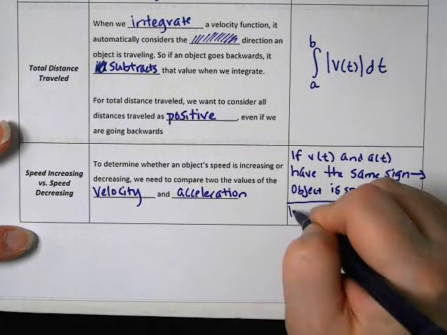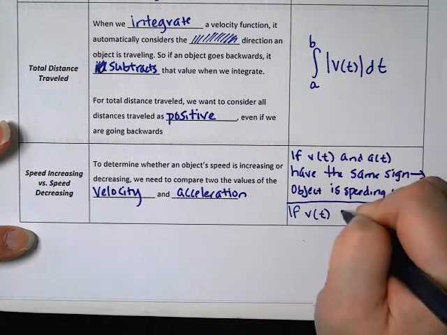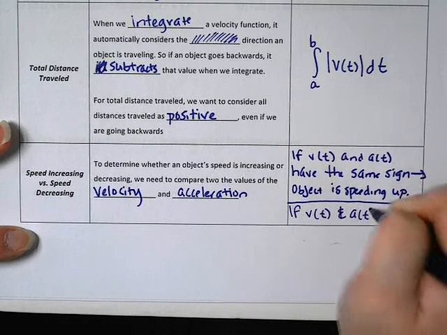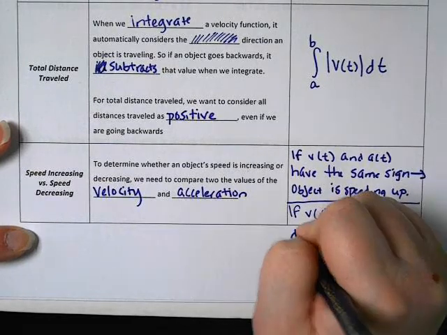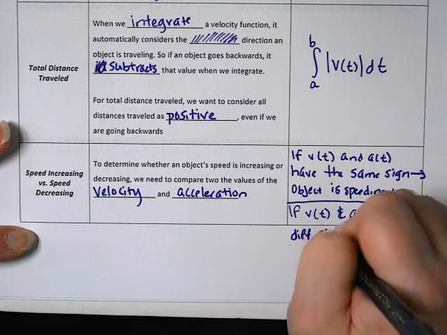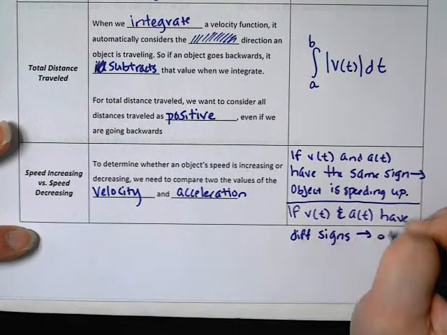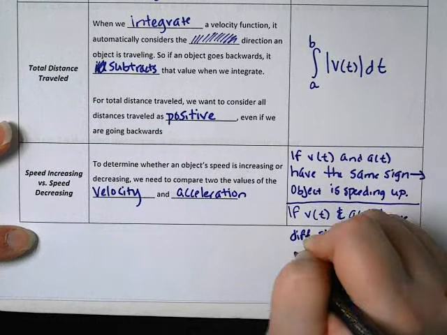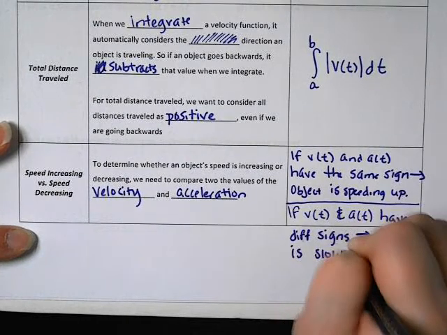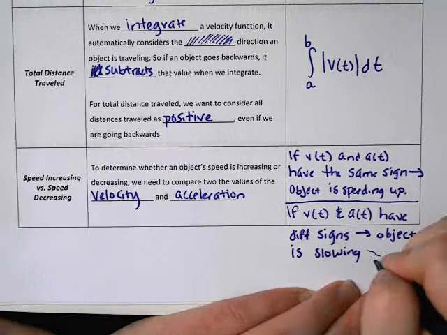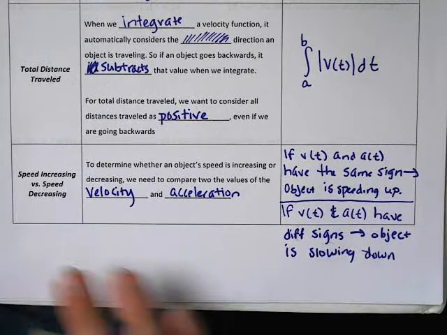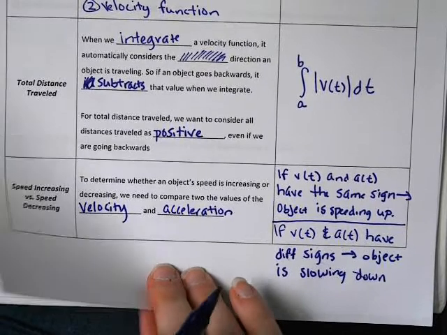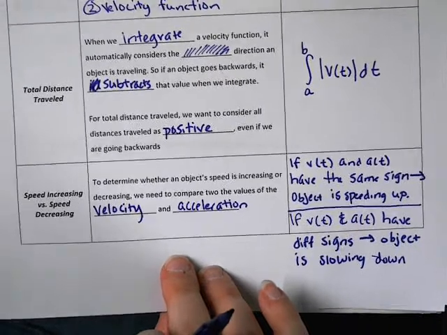All right, but if the velocity and acceleration at that point have different signs, then that means the object is slowing down, or the speed is decreasing. And we've talked about that before as well. So now we're just going to be looking at it in a little bit of a different context. So let's see what some of these examples are going to look like then.